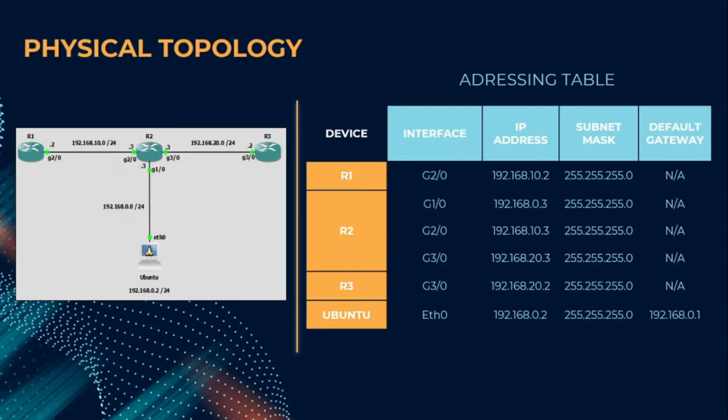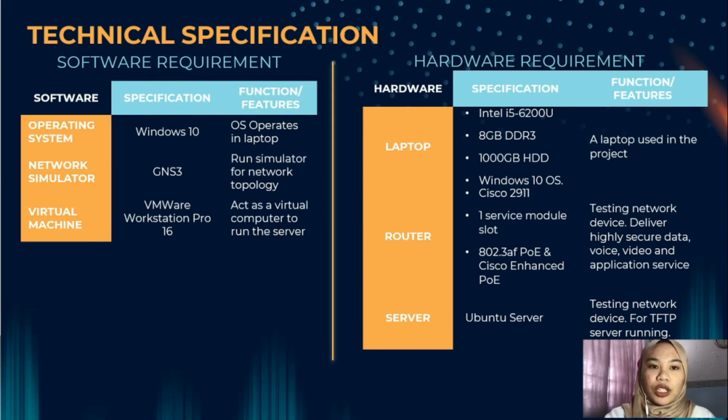This is the physical topology that we use in this project. For technical specification, the software that we use is Windows 10 for the operating system. Then for the network simulator, we were using GNS3 and VMware Workstation Pro 16 for the virtual machine. During this testing, the hardware that we use are a laptop, router module Cisco 2911 in GNS3, and an Ubuntu server for the TFTP server running in GNS3.